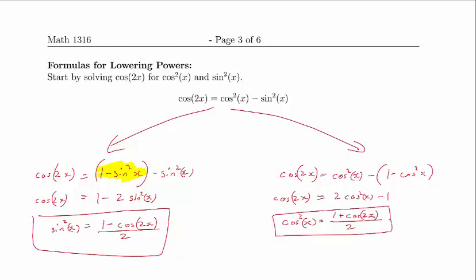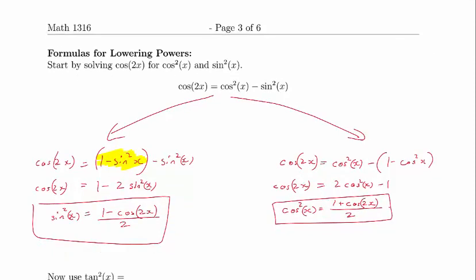Now, what's one way we could test our formulas, to make sure we didn't make a mistake along the way? Well, we know that the Pythagorean identity is cosine squared plus sine squared equals 1. So if we add these two expressions together, we should get 1. And if we do not get 1, we know we made a mistake. So let's go ahead and check it real fast. So we have 1 minus cosine 2x all over 2 plus 1 plus cosine 2x all over 2.